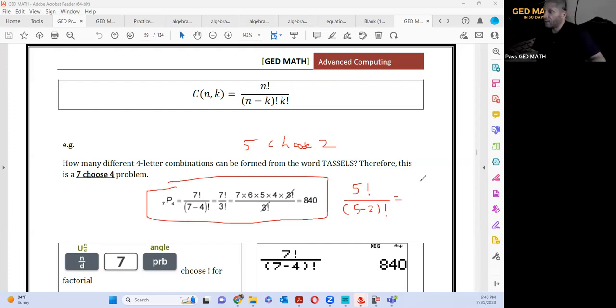So this is 5, 4, 3, 2, 1 over 3 factorial, which is 3 times 2 times 1. So if you notice, the 3's are canceled, the 2's are canceled, 1 are canceled. So you got 5 times 4. So you got 20 different ways that out of those 5 people, you could pick. There's 20 different ways where you could pick 2 friends to go with you, right?